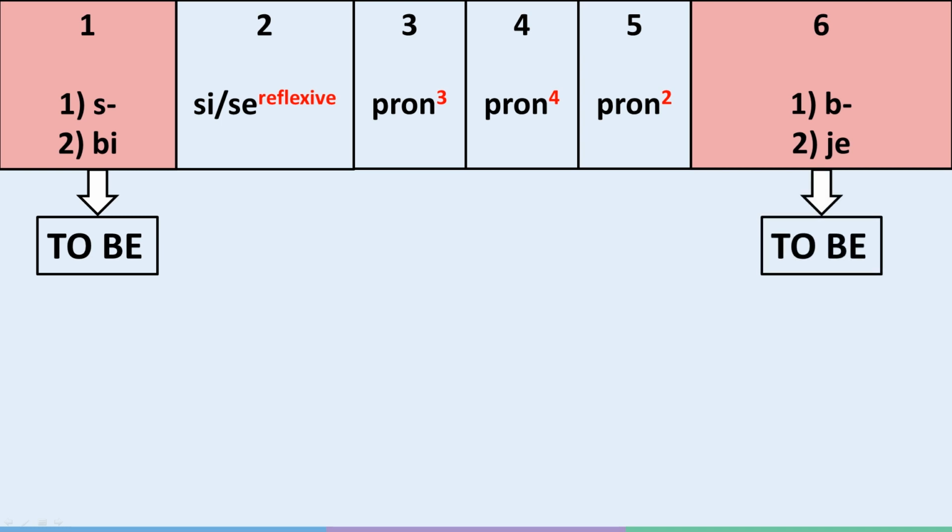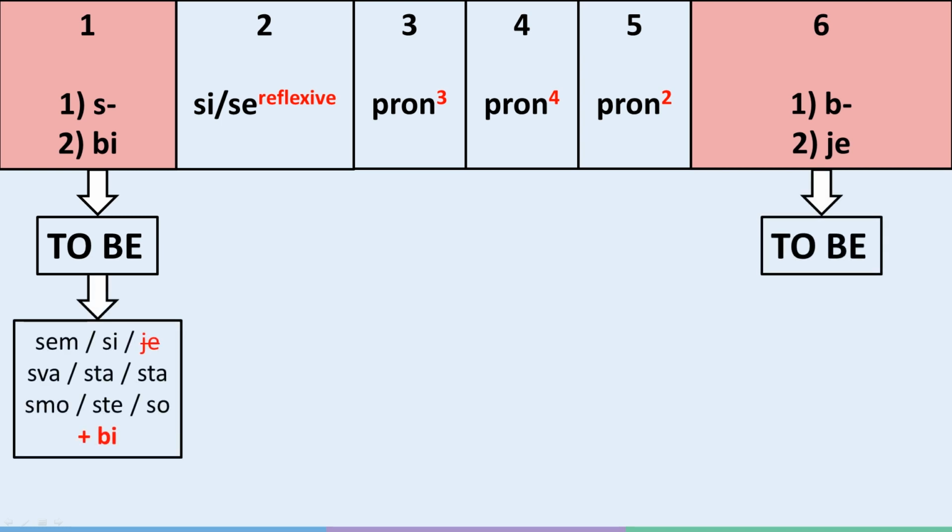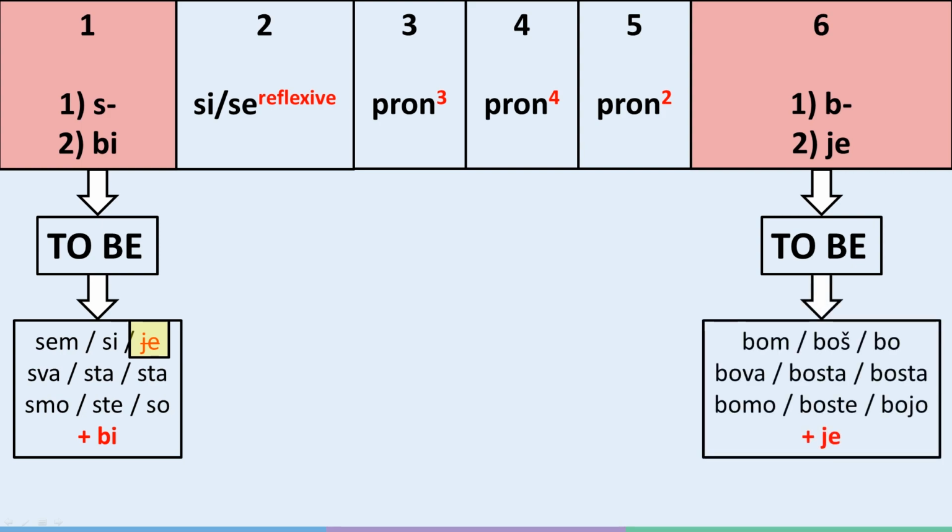Well, they're both the verb to be. In number 1, you will recognize the present tense forms of the verb to be. Notice there's one black sheep, and that's je, which is he or she is. It's the only one of the 9 forms of to be for the present that doesn't start with the letter S. Now, I don't know how or when or why this came to be, but Slovene ostracized je and placed it in number 6, along with the future tense forms of the verb to be.